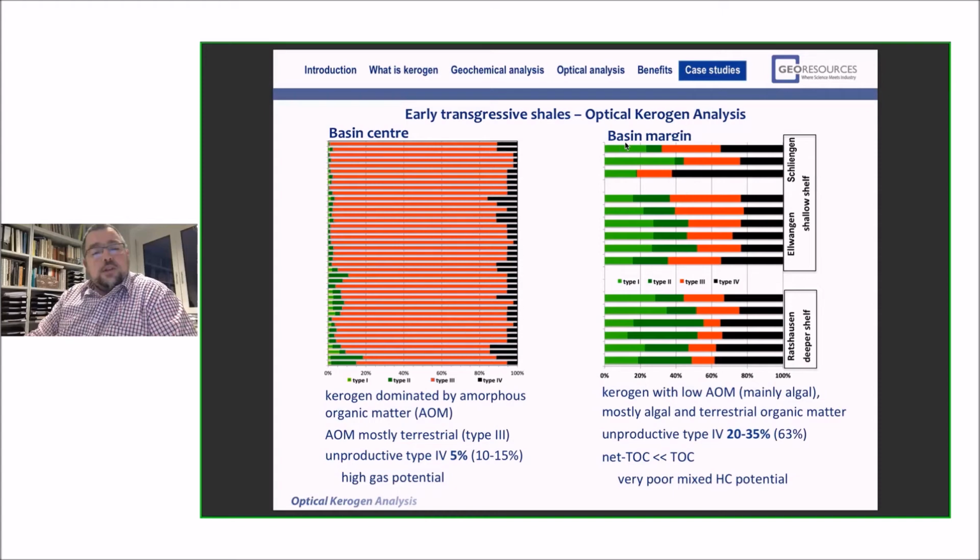In contrast, the basin margin has a mix of oil-prone and gas-prone and barren Kerogen. The barren part, the type 4, is up to 20 to 35%. So this strongly reduces the net TOC compared to the total TOC. And because of this, the relatively low TOC numbers get even lower for the net TOC, and we get a very poor mixed hydrocarbon potential out of the rest that is here in the samples, and a very high gas potential in the basin center. So that's the lower oil or black shale.